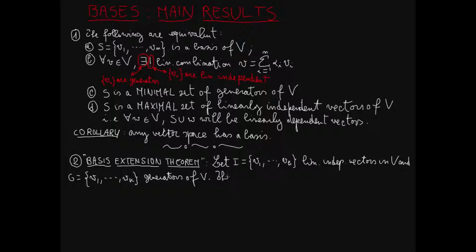Then there exists a subset of G, which we will call G prime. There exists G prime included in G, such that if we take the union of I with G prime, this will be a basis of V.